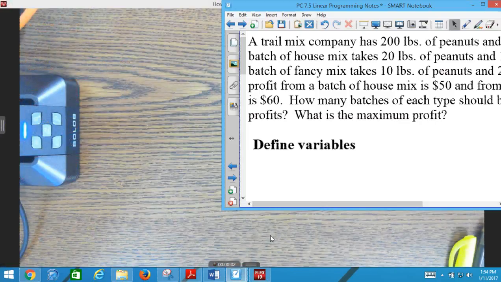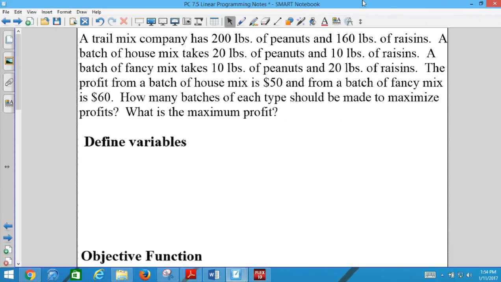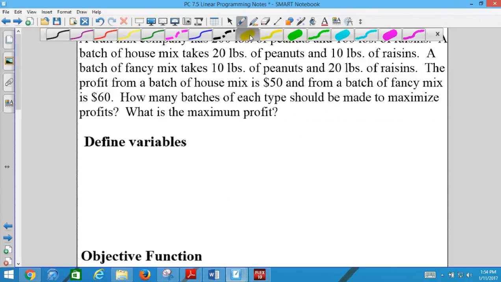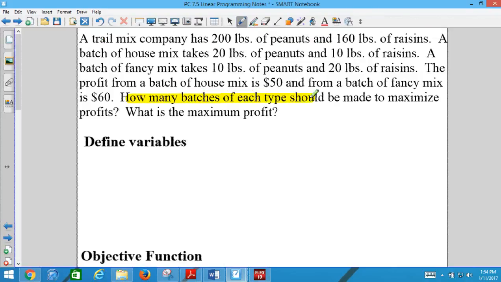All right. So it says in there that you need to find how many batches of each type. That's what we're trying to find, how many batches of each type. And then the second question, what is the maximum profit? If you look at the very bottom, there's 2 answer blanks. So we are going to answer 2 different things.